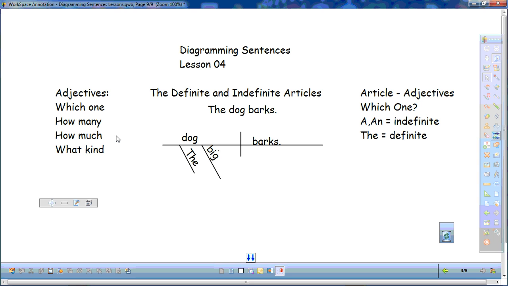So adjectives are words that describe nouns or pronouns. And in this case, they'd be on the left-hand side. Okay, that's pretty simple, but it tells you basically what you need to know. So let's move on to the work.